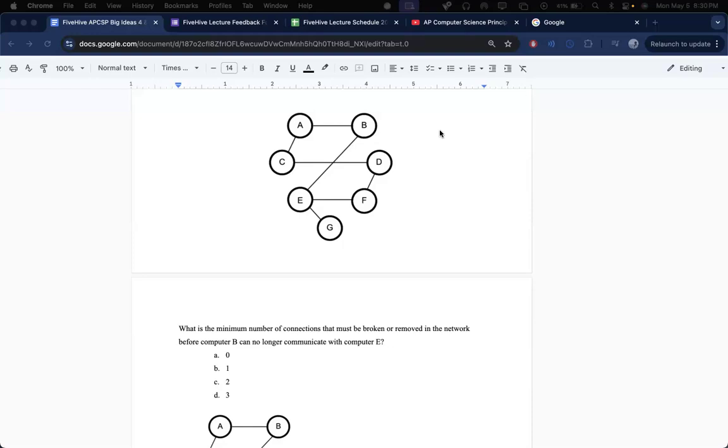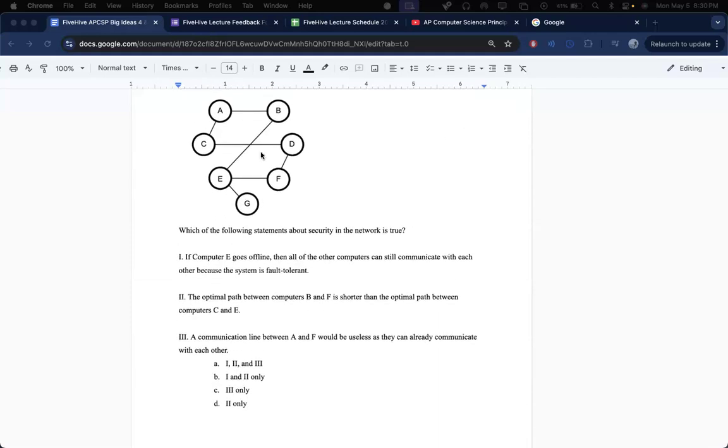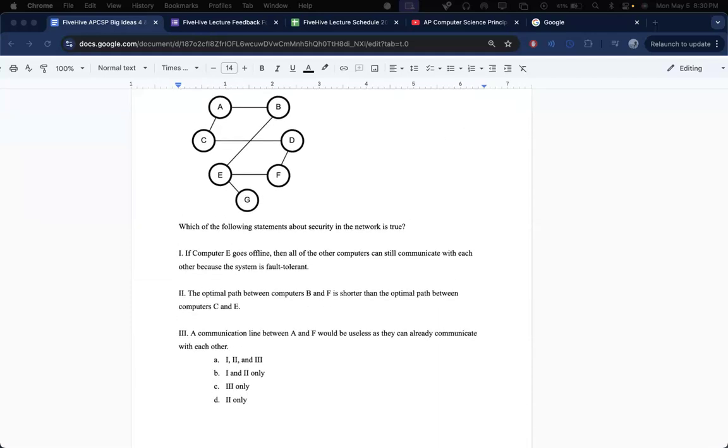Okay, if there's no questions with this one, then let's go on to this one. This is just the same picture given to us again, just so I don't have to scroll up and down for you guys. So, question, here we go. Which of the following statements about security in the network is true? Let you guys read the choices and answer.